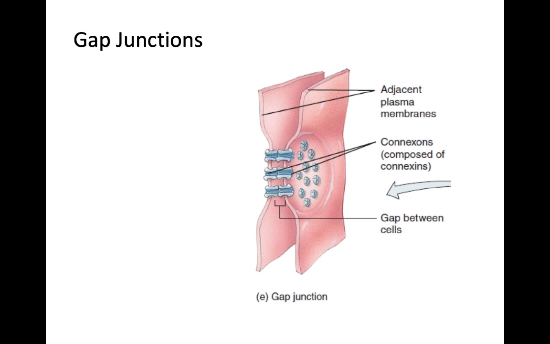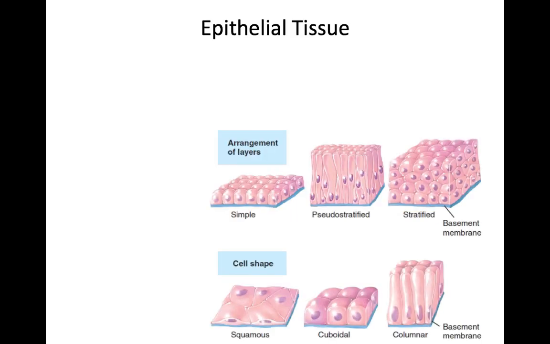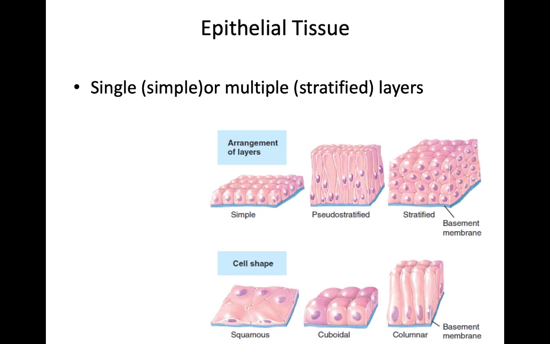Let's now discuss how we name epithelial cells. Epithelial cells are arranged in continuous sheets. We name them based on the shape of the cells and the number of layers of cells in the sheet. If there is only one layer, we call it simple. If there are multiple layers, we call it stratified. You can see here, this is a simple arrangement because there's one layer. This is a stratified arrangement because there are multiple layers of cells.